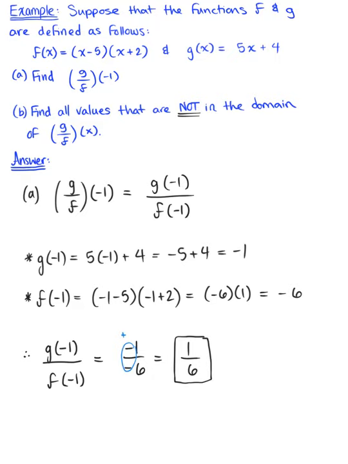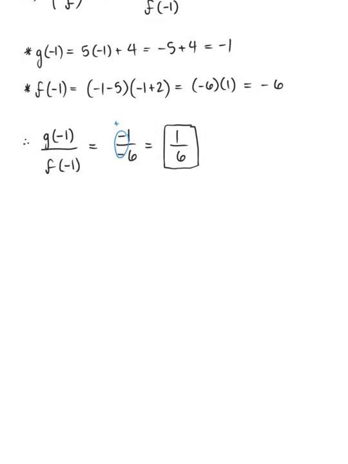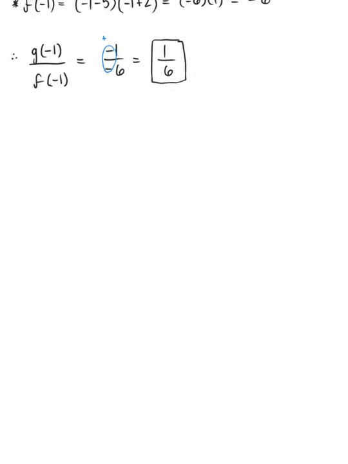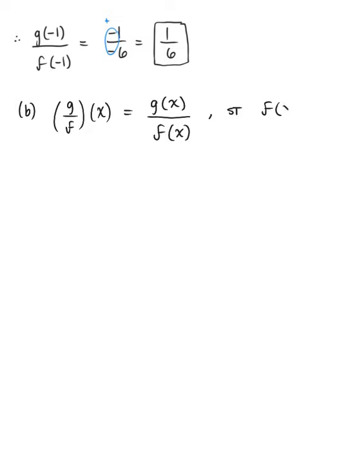Now, in part B, we're going to be working with the same functions, but this time we're looking for the values that are not in the domain. So part B, the first thing that we need to come up with is the function for this quotient g by f of x. So expanding this out, we know that this is equal to g of x over f of x, and this is going to be such that f of x cannot be equal to 0, because we know that division by 0 is undefined.